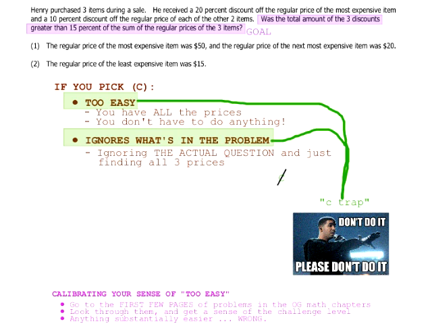What else is also not going to be the answer? It ignores the problem. It's ignoring the question. This is a super specific question. This just doesn't say find all three discounts. It says very specifically, was this thing greater than 15% of those other three things?